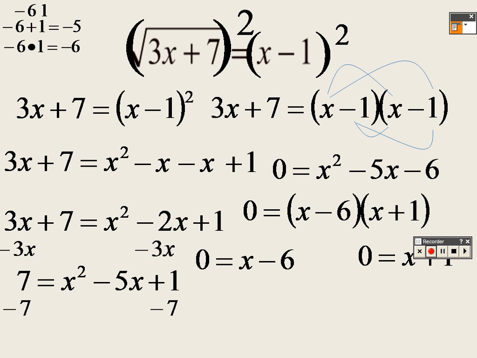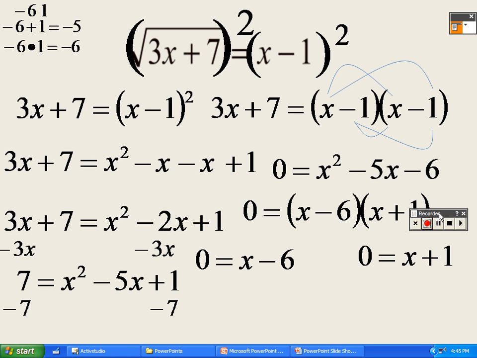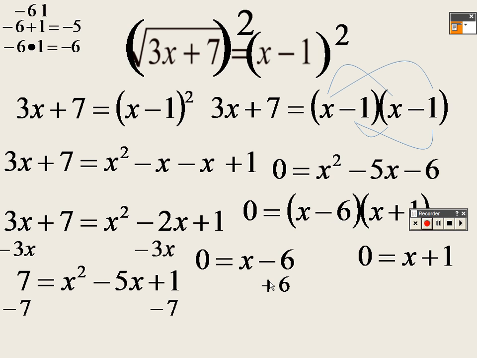So when I separate this to solve, I'm looking to see what works. So I would add 6 to both sides, so we get x equals 6. I'd minus 1 on both sides to get x equals negative 1. And there are our two answers.